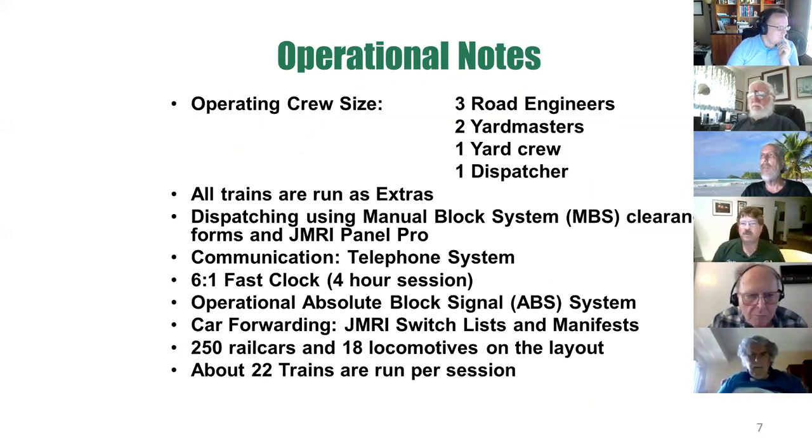Got a telephone system for communications, run 6 to 1. I've got an ABS, an absolute block signal system, for train protection. And for car forwarding, I use JMRI switch lists for the yards and manifests for the road crews. About 250 rail cars and 18 locomotives on the layout, and about 22 trains are run per session.